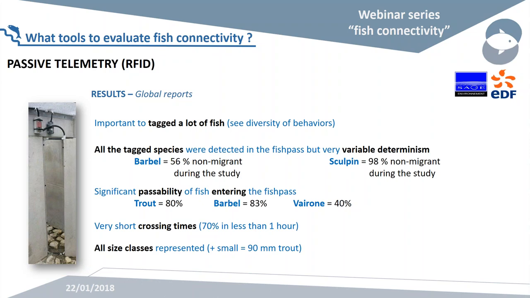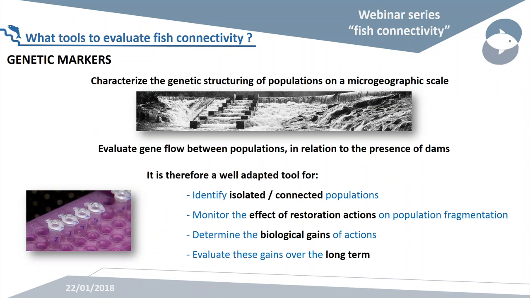And now I finish my presentation with the genetic markers. So for genetic markers, we have two objectives. The first one is to characterize the genetic structuring of populations on a microgeographic scale. And the other is to evaluate gene flow between populations in relation to the presence of dams. Genetics is a well-adapted tool to identify isolated and connected populations, to monitor the effect of restoration action on population fragmentation, determine the biological gains of our action, and evaluate these gains over the long term.